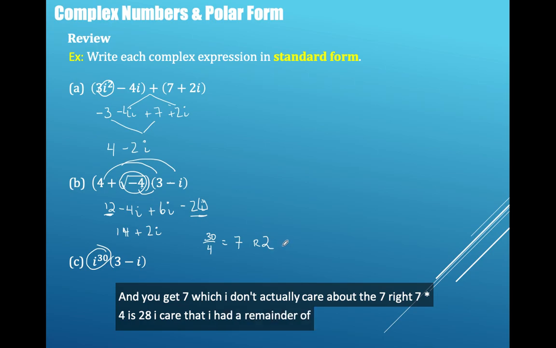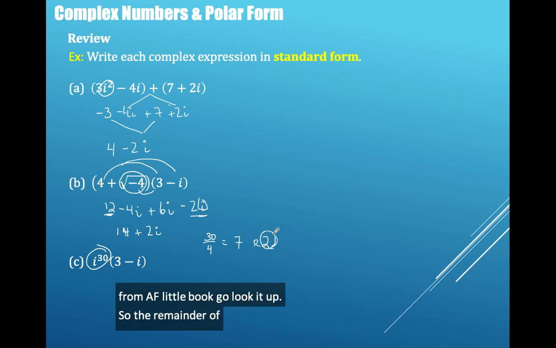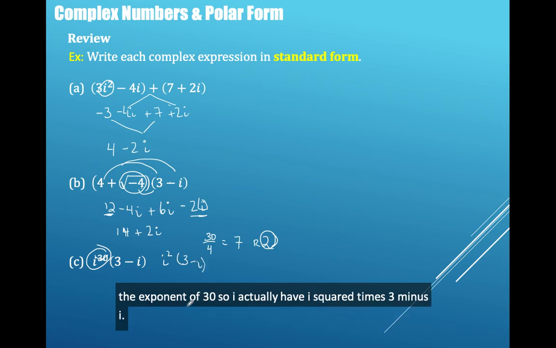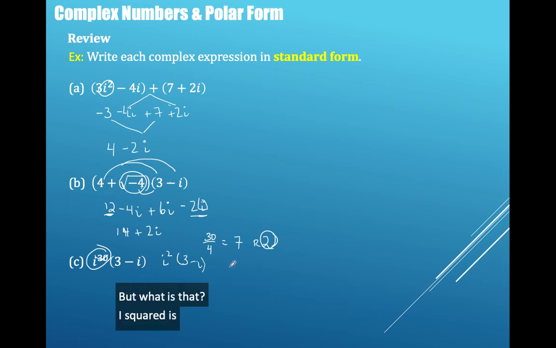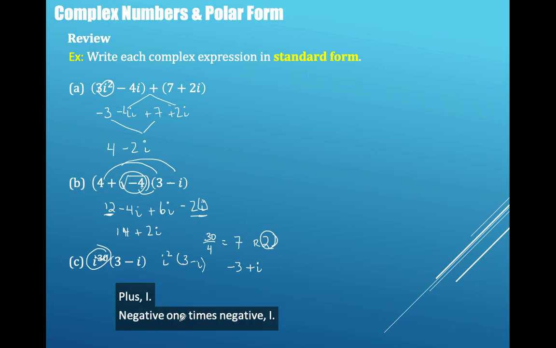This is in your notes from AAF. Little book, go look it up. So the remainder of 2 means that this remainder replaces the exponent of 30. So I actually have i squared times 3 minus i. But what is that? i squared is -1, so I just have -3 plus i. So I have -1 times -i.